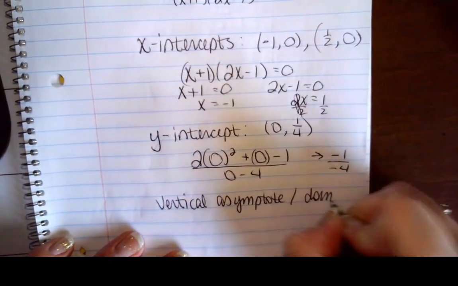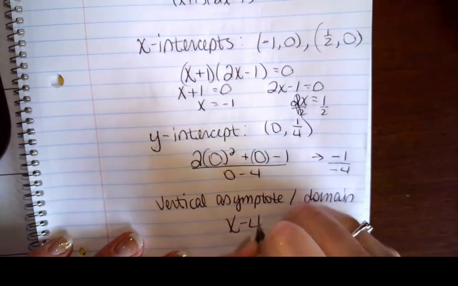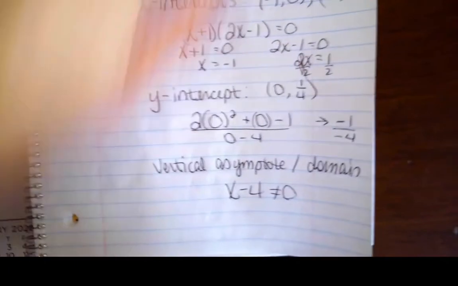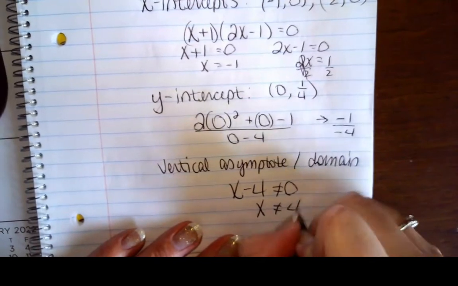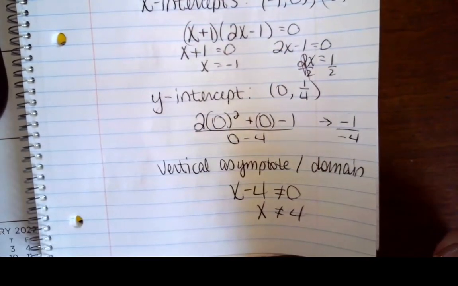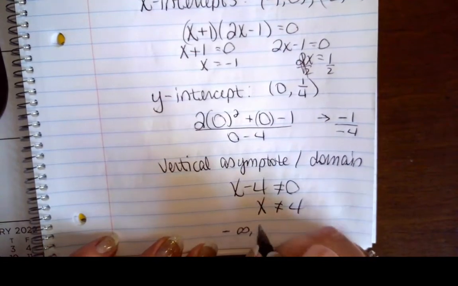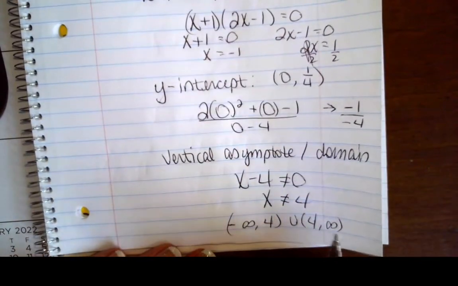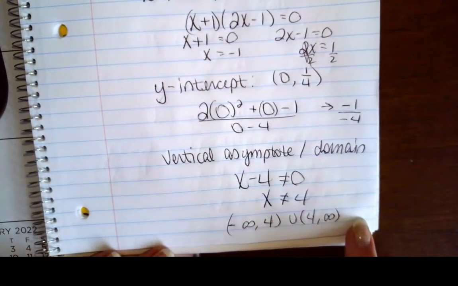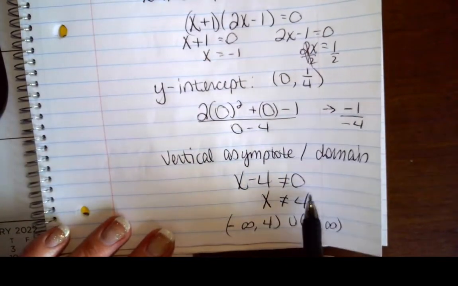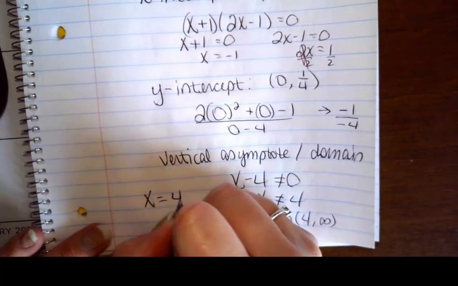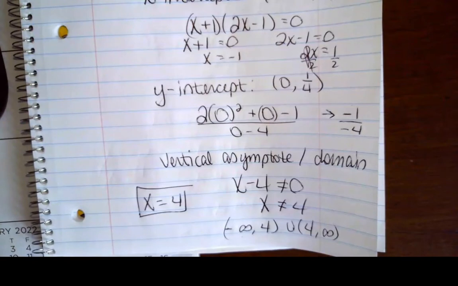Asymptote, or domain, which means we're going to grab our denominator of x minus 4 and say you cannot be 0. So if we say you cannot be 0, I'm going to add 4 to both sides and say x can't be 4. X can be everything else. So I go from negative infinity to 4, no touching. Go from 4 to positive infinity, no touching. So that's my domain. What's my vertical asymptote? Because my domain does not include 4, I have a discontinuity at 4. So I've got a vertical asymptote at 4. And that is it for example 1.